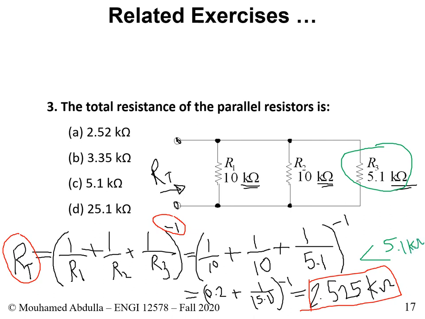And we expect the answer to be 2.525 or 2.53 or somewhere around that. So let's go maybe through the process of elimination. Is it 3.3? No. Is it 5.1? No. Is it 25.1? No. It is 2.52 kiloohm. The answer should be B.